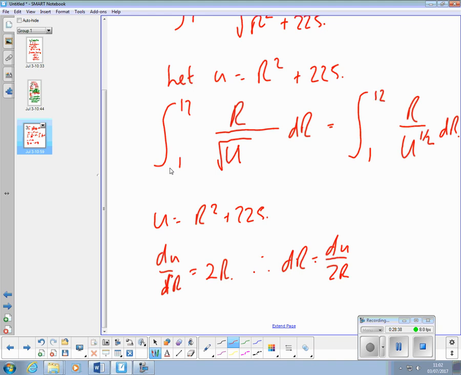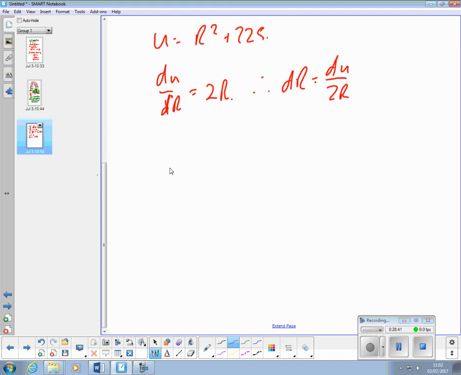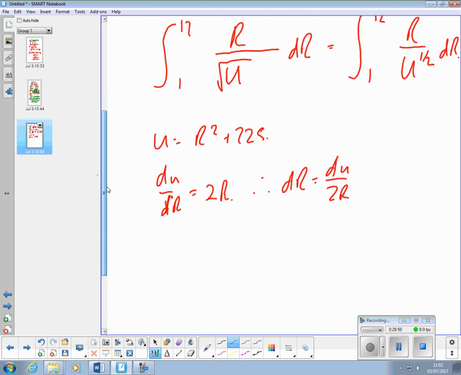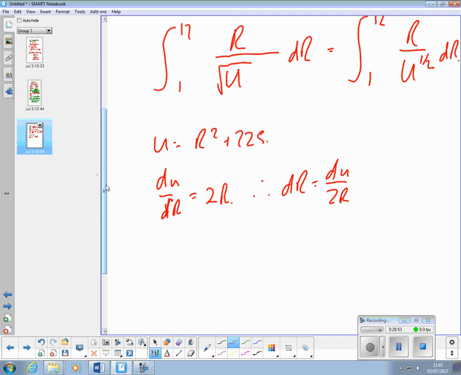It's 3 marks for getting that far. Alright? So, what we can now do is say V is equal to the integral between 12 and 1 of r over u to the half times, and replace dr with du by 2r. All this process is to get rid of that r on the top.